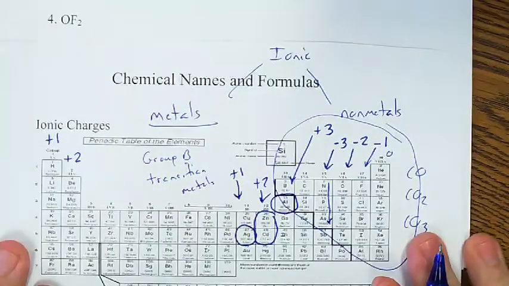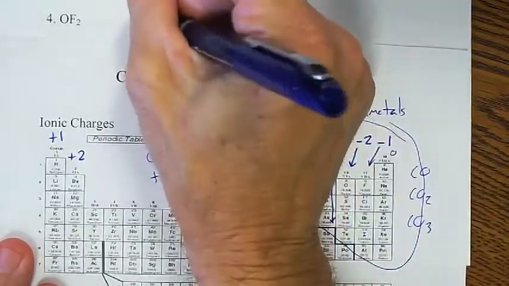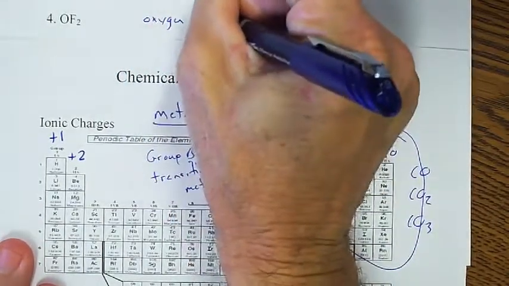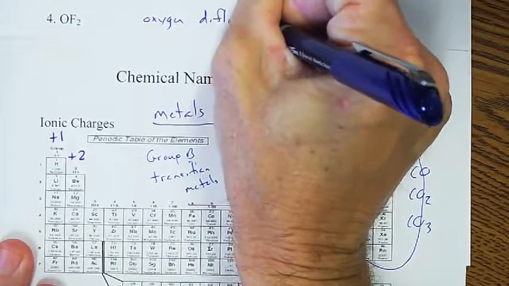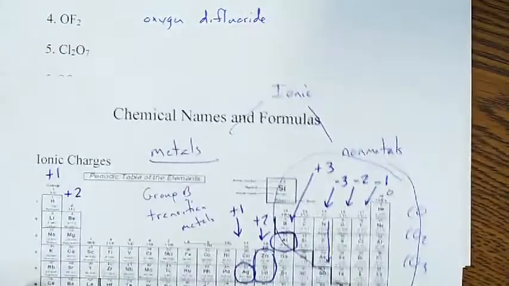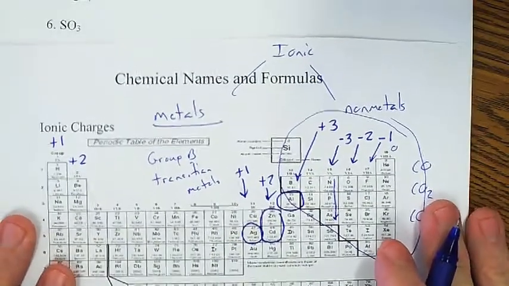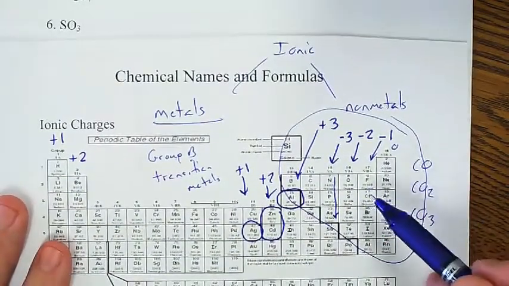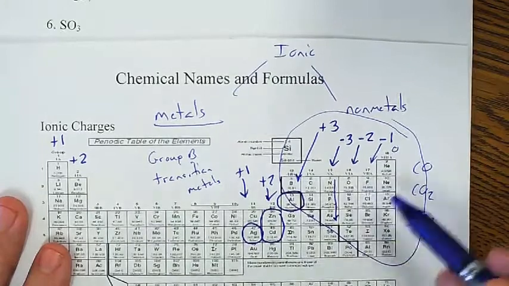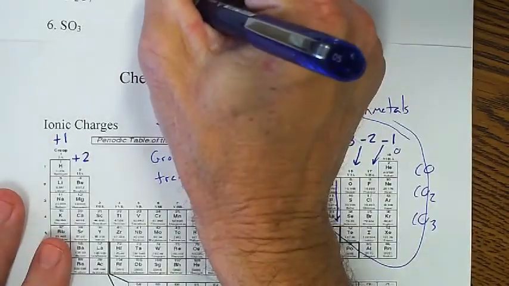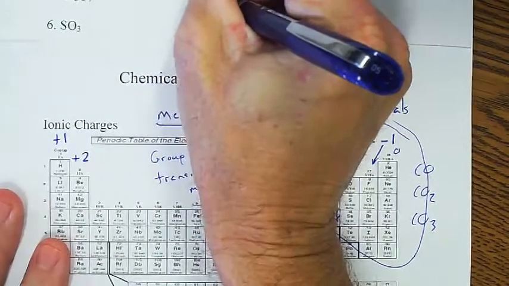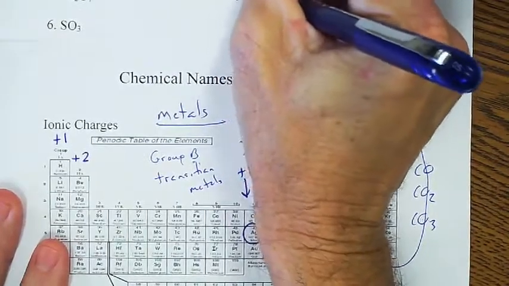OF2, again, two nonmetals. There's O and there's F, so oxygen difluoride. And then Cl2O7, again, two nonmetals. There's chlorine, Cl2O7. So that is dichlorine heptoxide.